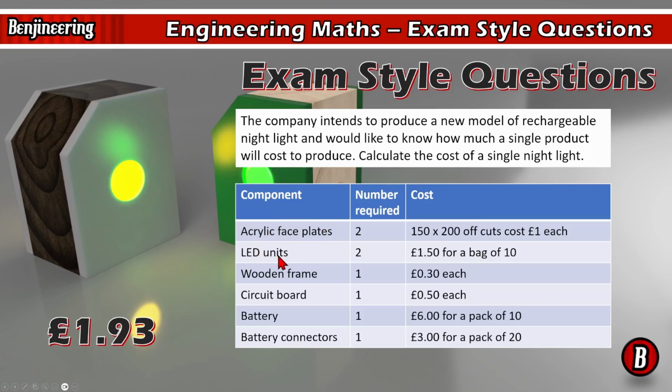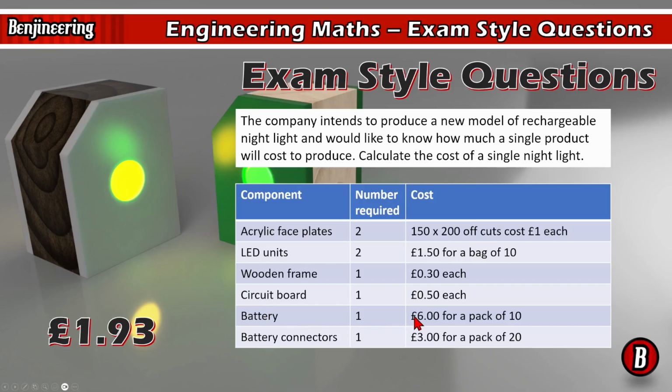Next, the LED light units. They're £1.50 for a bag of 10. So if we take £1.50 and divide that by 10, it works out as 15p each. And again, we need 2 of them. So that is 30p in LED lights. The wooden frame, we don't need to do any calculation there. Circuit board, nothing there. We just use these numbers.